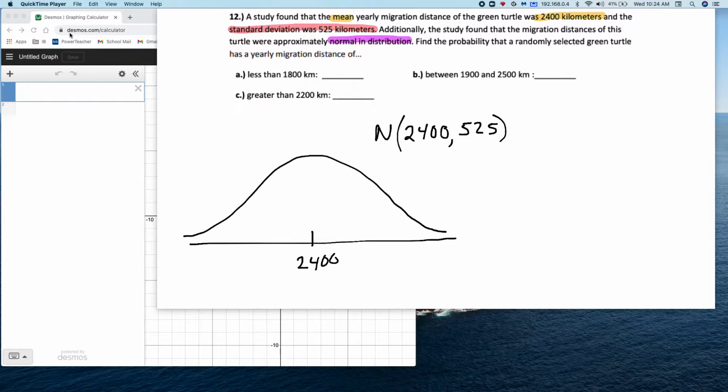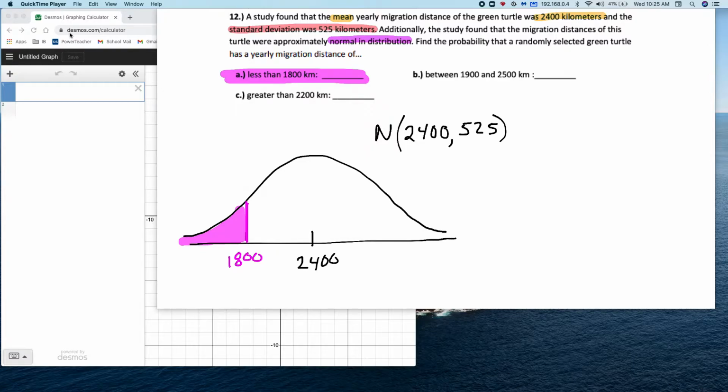Now, what we can do is use a calculator to figure out what's happening here. Let's say I do part A in pink. If I do part A in pink, I know that 1,800 is somewhere down here. I don't know how far down, but I know it's on that side of the mean because it's smaller than the mean. And if I'm doing less than 1,800, I'm looking for that space right there.